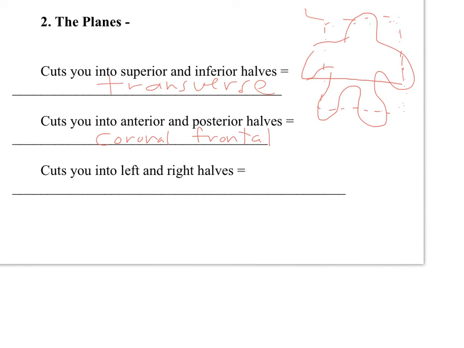And then a cut that splits you into right and left halves is a sagittal section. If you recall, if the section is exactly equidistant between your right and left ends, then it's a mid-sagittal cut.